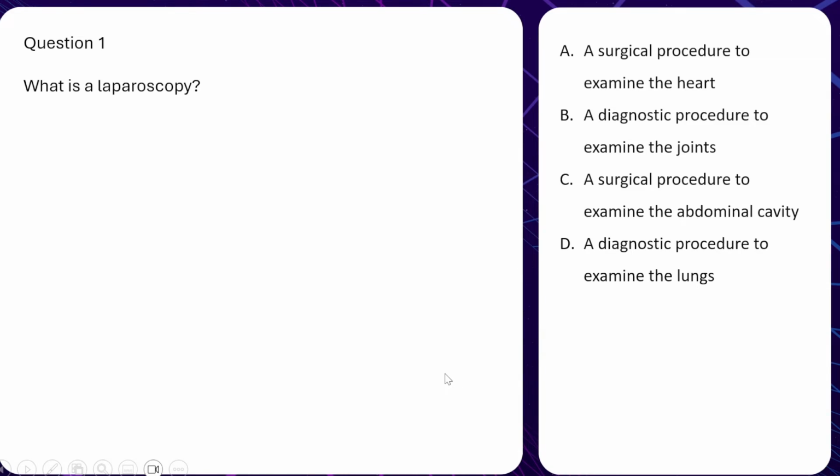And now I do want to go over just a few sample questions, five of them, of some things that might be similar to what you would see on the CPC exam. Starting with question 1, what is a laparoscopy? Is it A, a surgical procedure to examine the heart, B, a diagnostic procedure to examine the joints, C, a surgical procedure to examine the abdominal cavity, or D, a diagnostic procedure to examine the lungs? So we know that our scopy is when we're using a scope to look into something, and lapara actually means flank or side. So the laparoscopy is a surgical procedure to examine the abdominal cavity.